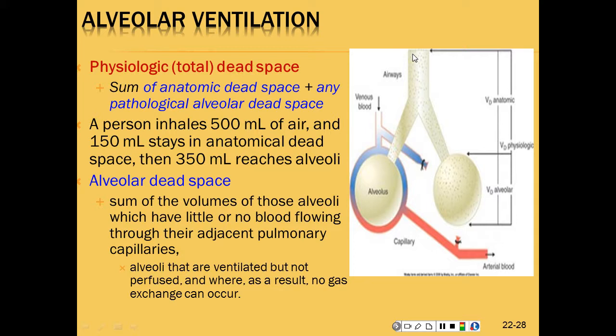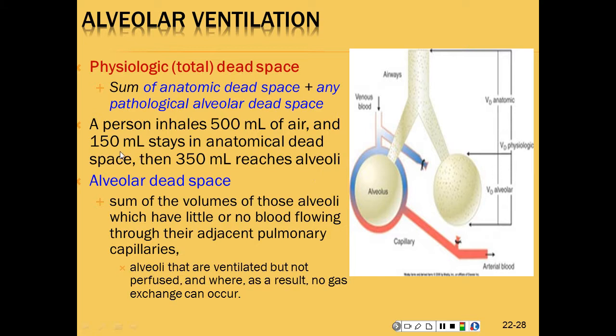Here's our anatomical dead space, and here's our alveolar dead space. When we deal with the anatomical, we're dealing with the area with the bronchioles and the respiratory bronchioles. And in terms of the alveolar space, we're dealing with the space within the alveolus.